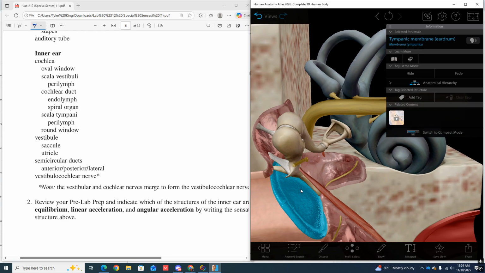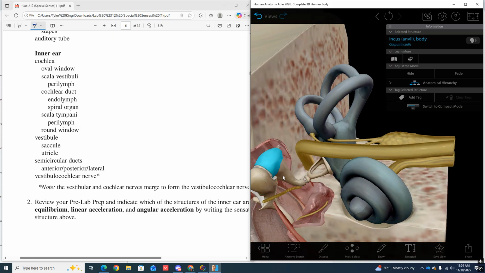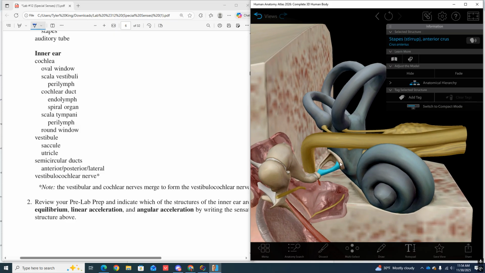Where's that guy at? Right here. Vibrates the hammer, the malleus. Vibrates the incus, the anvil. Vibrates the stapes, the stirrups. Vibrates the oval window. Goes into the cochlea.